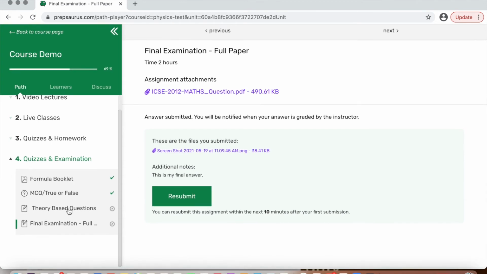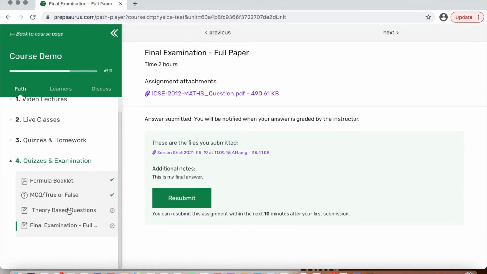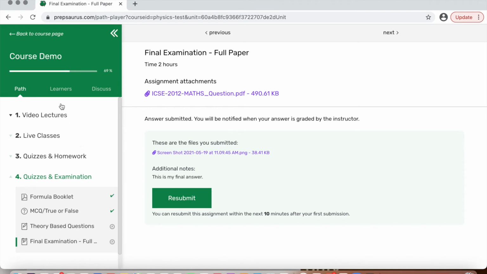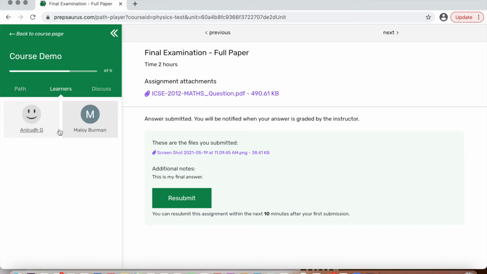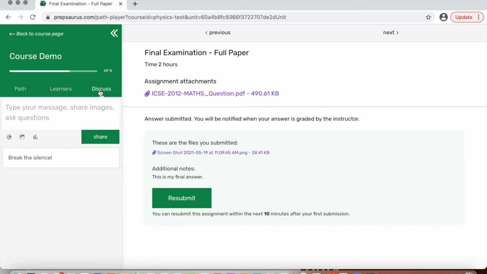Now, as you can see, all of the courses have been discussed. We have looked at video lectures, we have looked at live classes, quizzes, and examination. We can also see who are the learners who are active in the course. So this gives a classroom feeling to the students where the students can interact amongst themselves during a session.